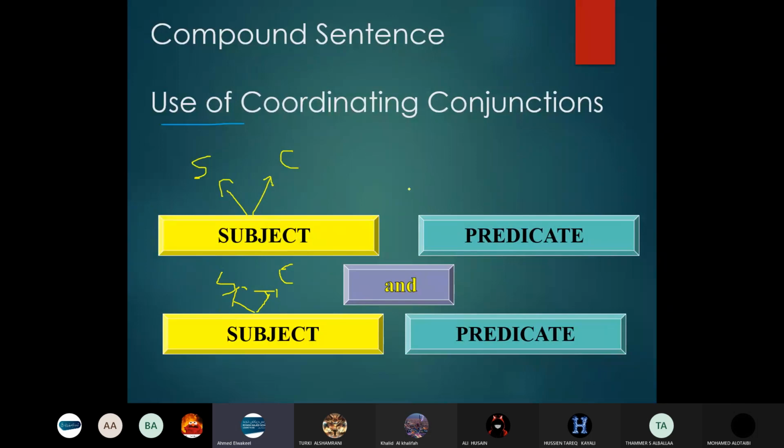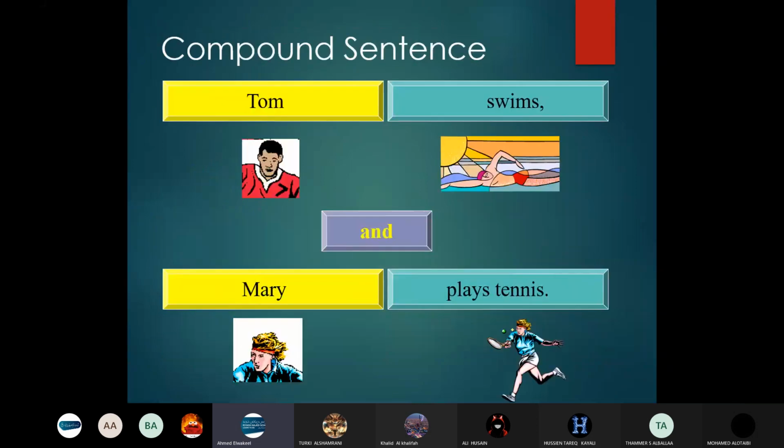Okay, got the idea, Muhammad? Yes, teacher. Here Muhammad plays, but in the compound, Muhammad plays and Muhammad eats. So now it's compound.